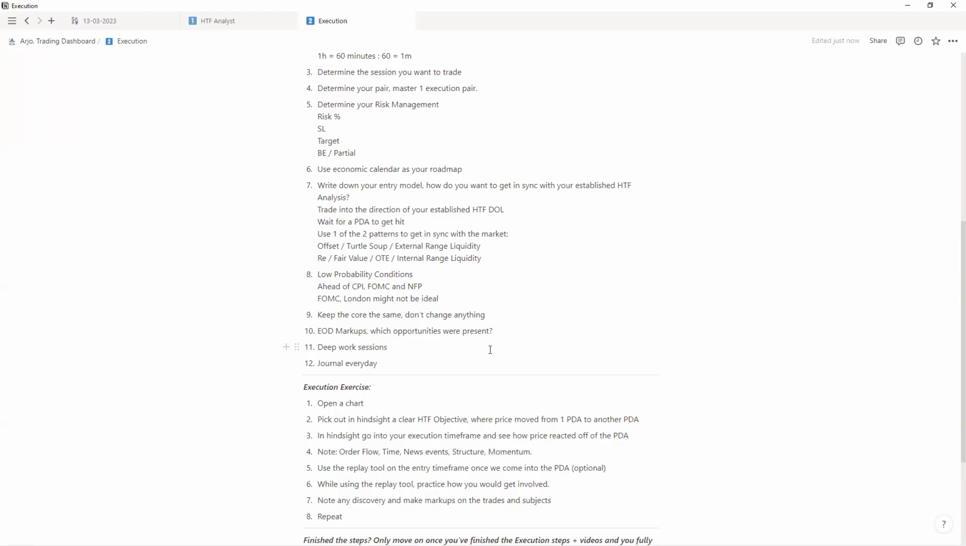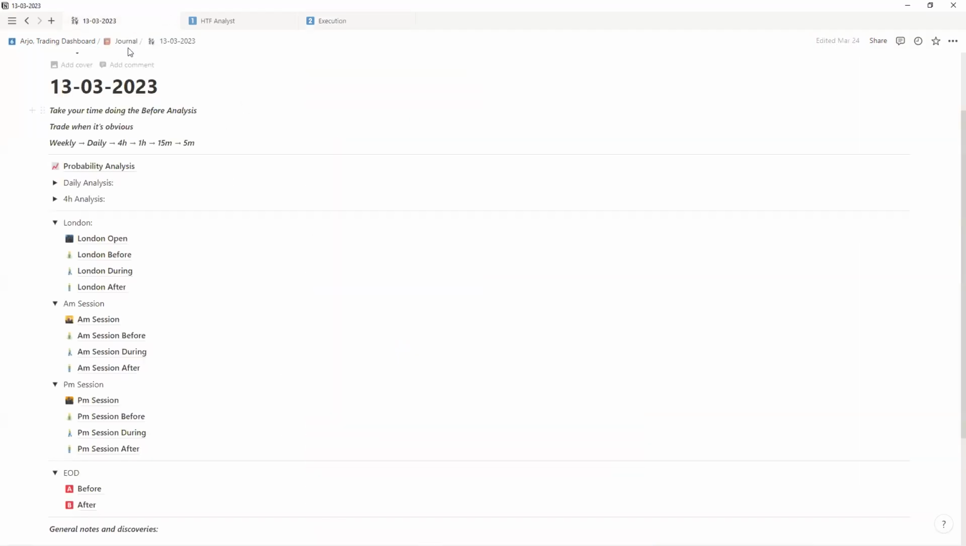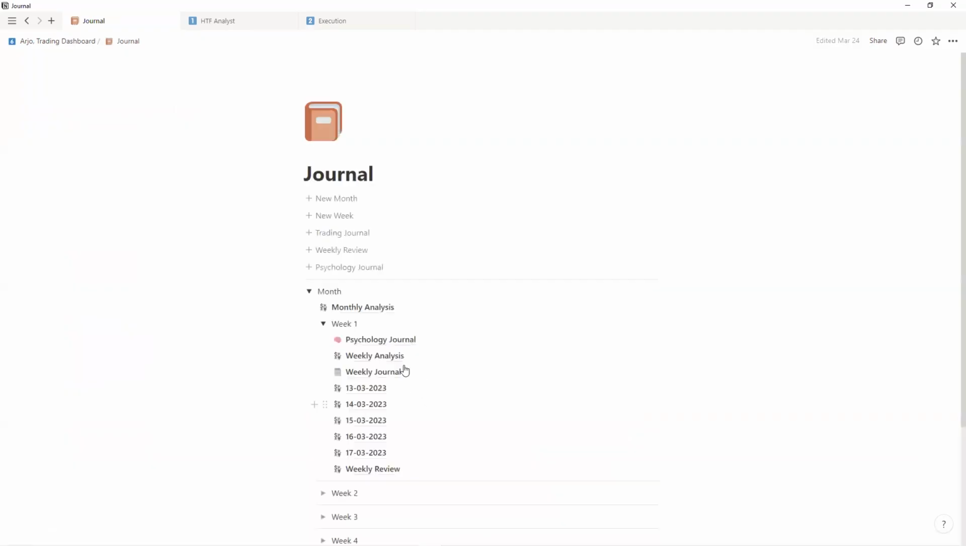And after every week, I study them. I see, okay, how could I get involved according to my plan? And what's the data on it? Were most entries during London, during New York, during PM session, London close, etc.? Which days did they happen? It will all be in here again, as well. The weekly review, it's all in here.